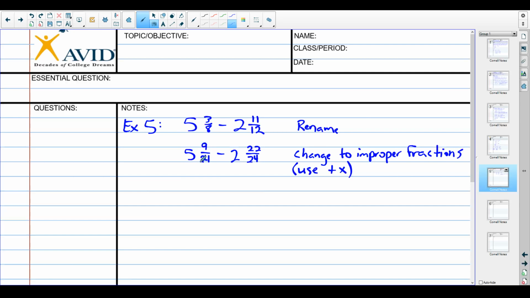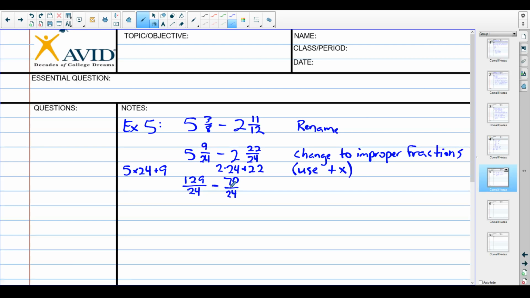But if we want to change mixed numbers to improper fractions, which is why I think she put plus and times, we can say what's 5 times 24, the whole number times the denominator, plus the numerator, and that gives us our new numerator. So 5 times 24 is 120, plus 9 more is 129/24. You can trust me on this. I worked it out. We do the same thing for our second fraction. So 2 times 24 is 48, plus 22 is 70/24.